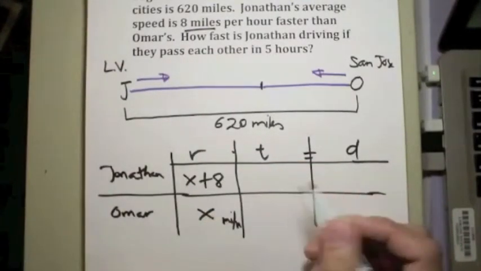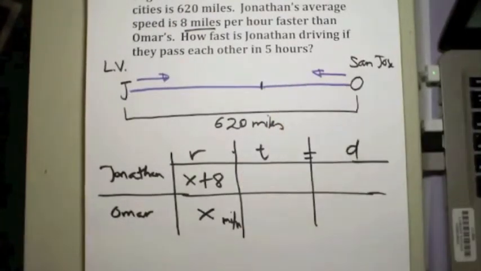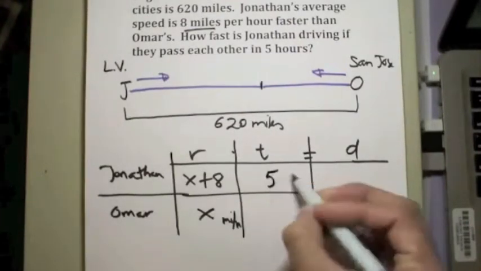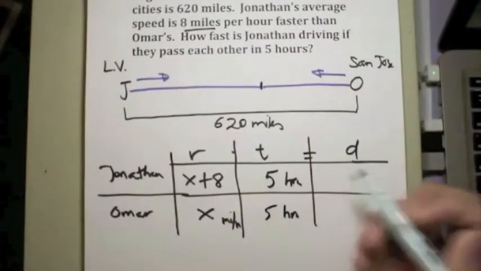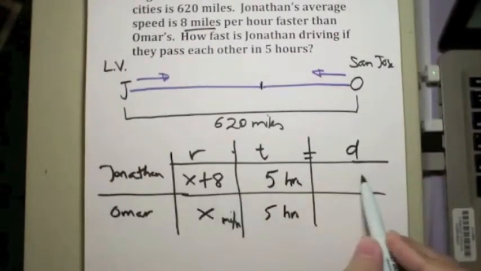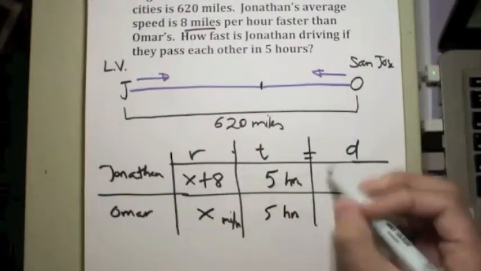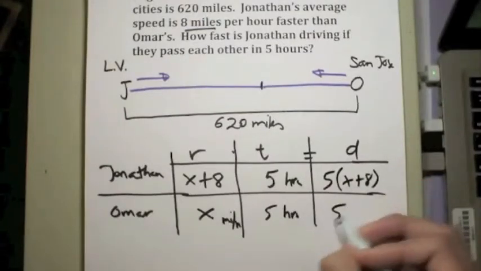In terms of time, remember, they're going to be passing each other in 5 hours. That means 5 hours after they started heading towards each other, they'll see each other, right? So the time will be 5 hours in each row. And the D column, of course, you just have to multiply across because distance is rate times time. So it's going to be 5 times x plus 8, and this one's going to be 5 times x.